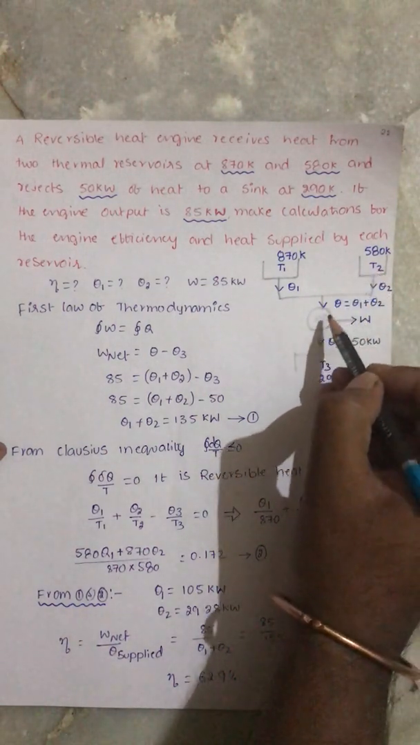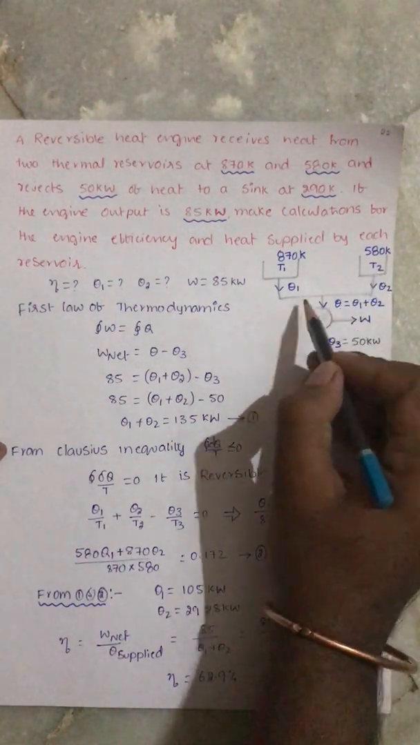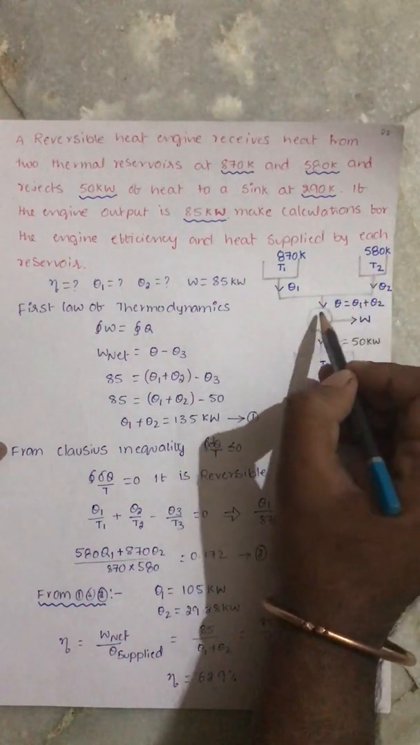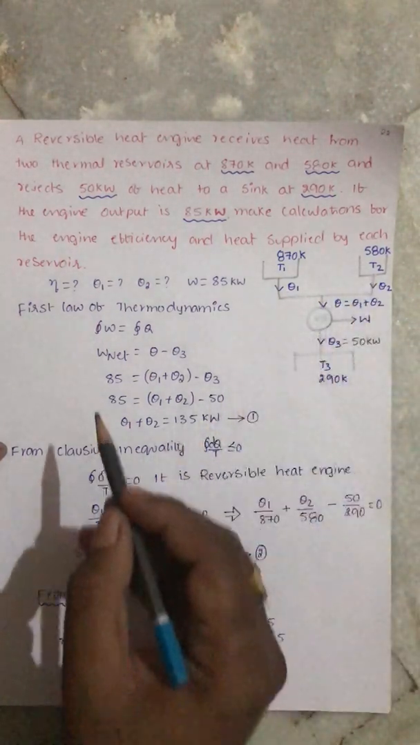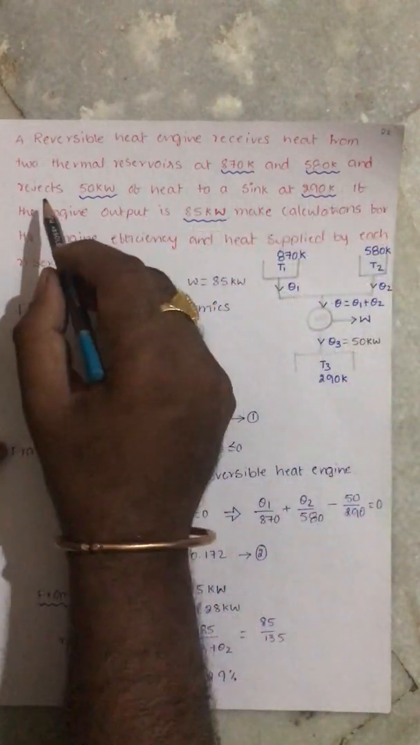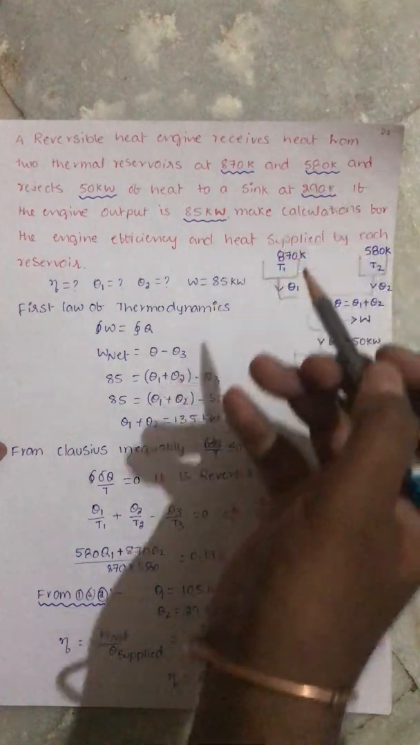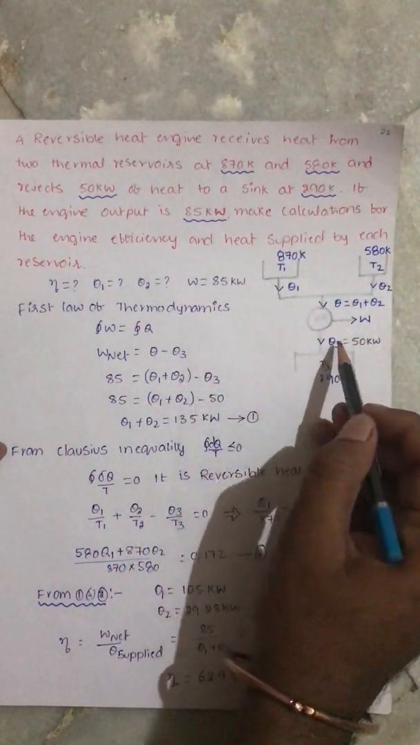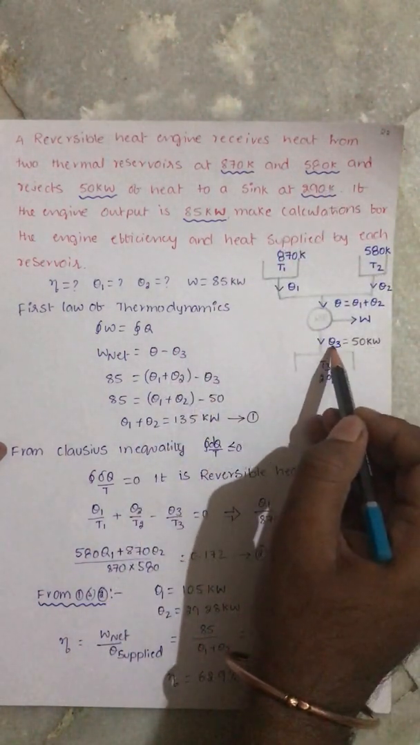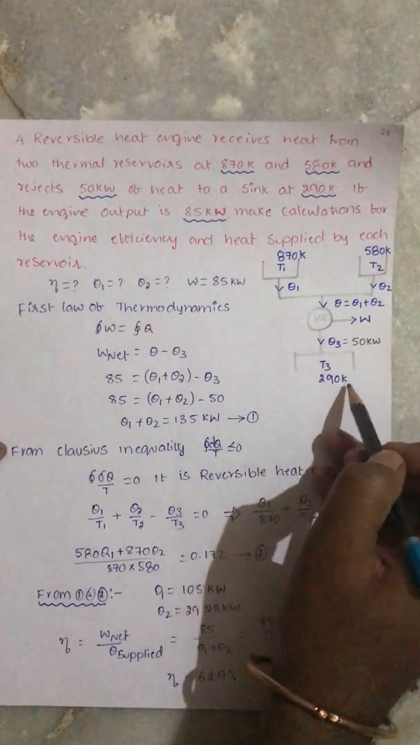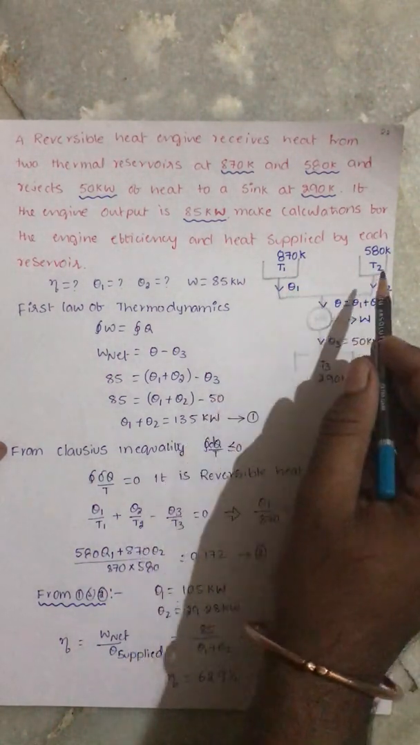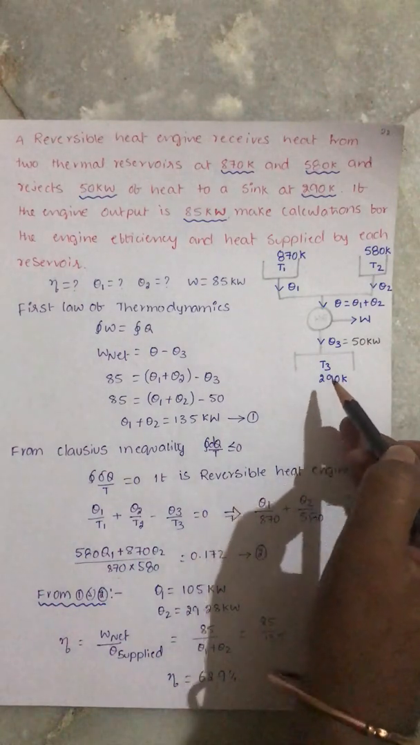So now the heat supplied to the engine is Q, that is Q1 plus Q2. Heat supplied to the engine is Q1 plus Q2. And it rejects 50 kilowatt of heat, that is Q3, to a sink, the low temperature reservoir, at 290 Kelvin. So T3 is equal to 290 Kelvin.